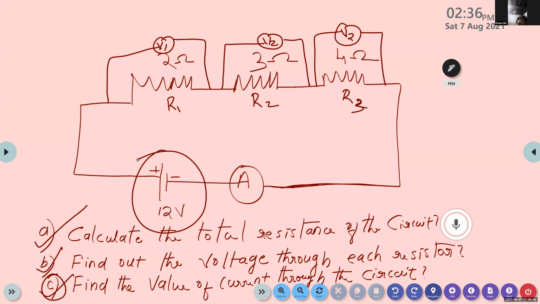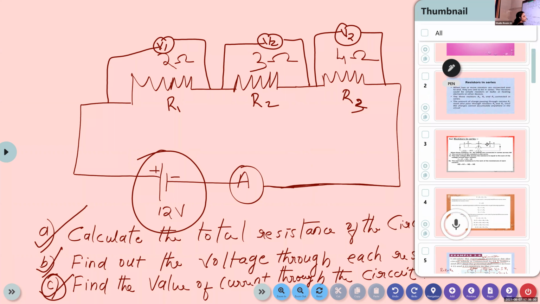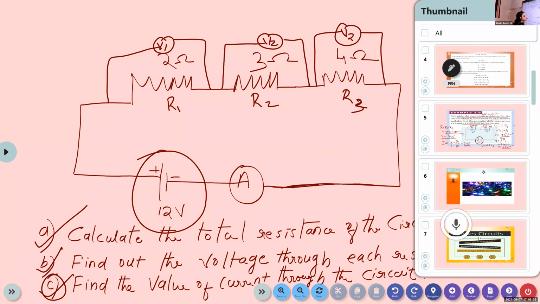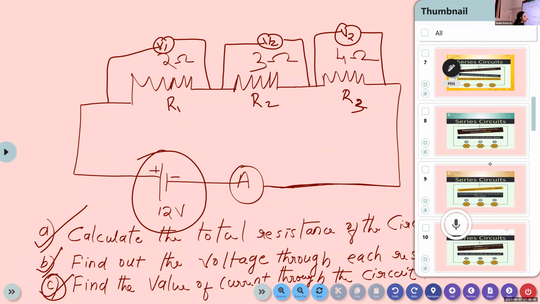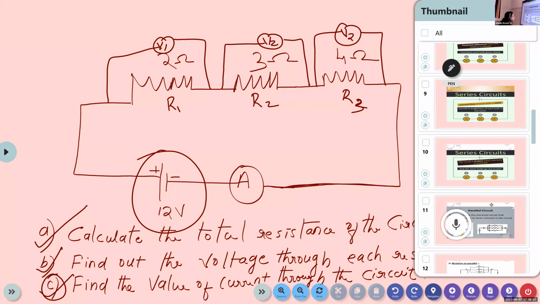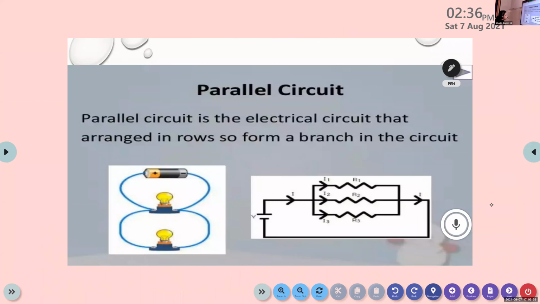Okay. So now we move to the next combination of resistors, that is the parallel combination of resistors, the parallel circuit. The series combination of resistors is over.